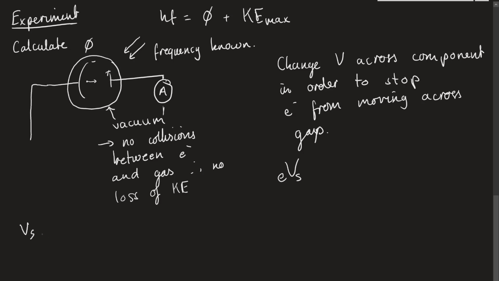Vs is called the stopping potential because it's the potential that we need in order to stop electrons from flowing across.